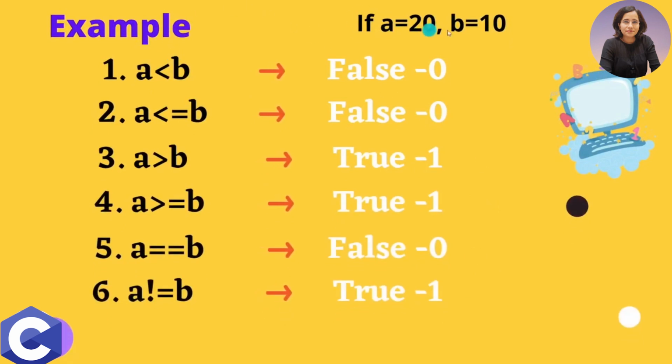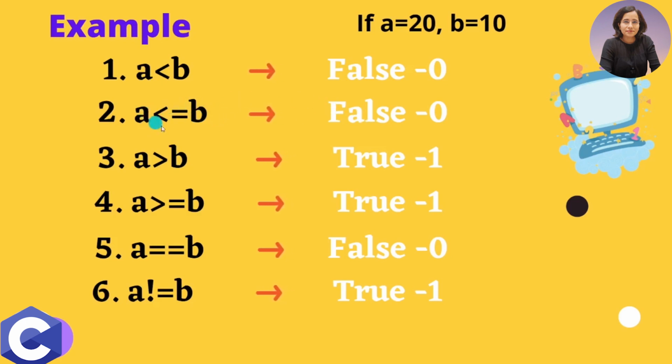Again, we will consider two values, A equals 20 and B equals 10. A is less than B, which is false. These relational operators give the result as true or false. So A, you can see, is 20, B is 10. So 20 is not less than 10. So we are getting the answer false. Next operator is less than or equal to. If any one condition is true, then we will get the answer true, otherwise false.